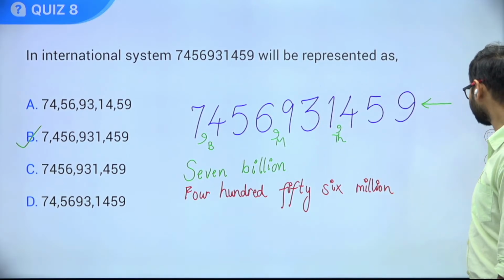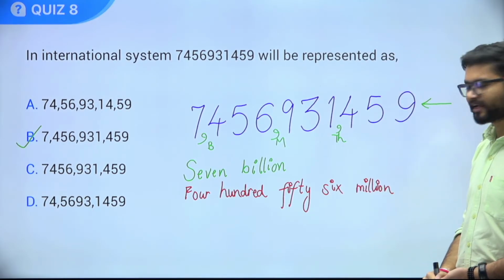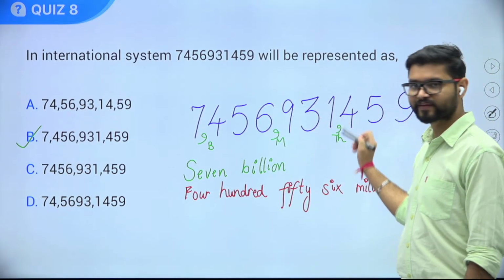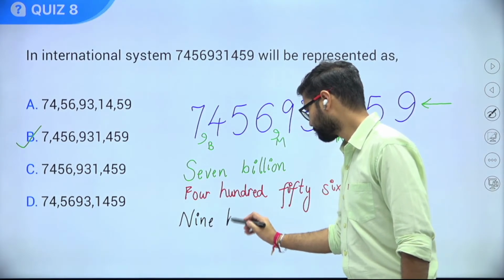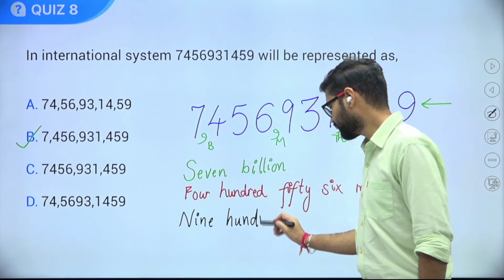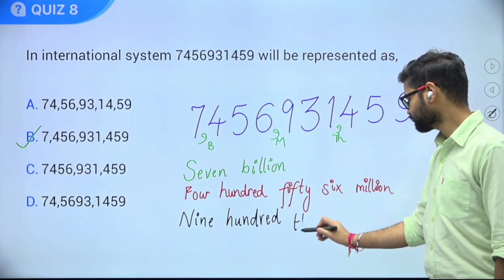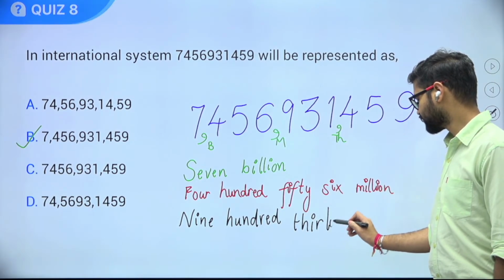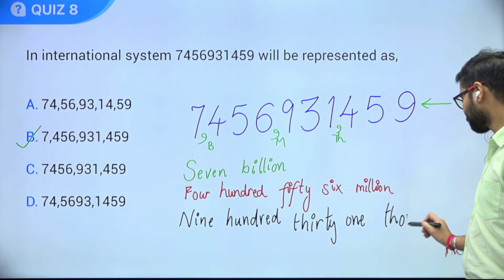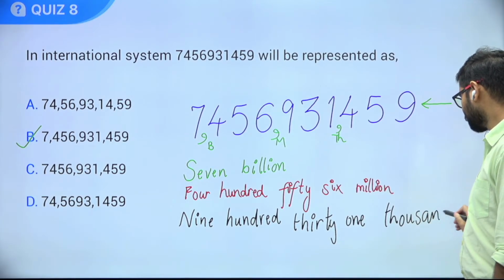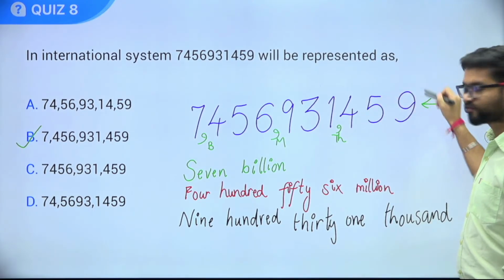931,000. How will I write this? It will simply be 931,000. I hope you guys are able to understand this. Last but not the least, we have this 459.